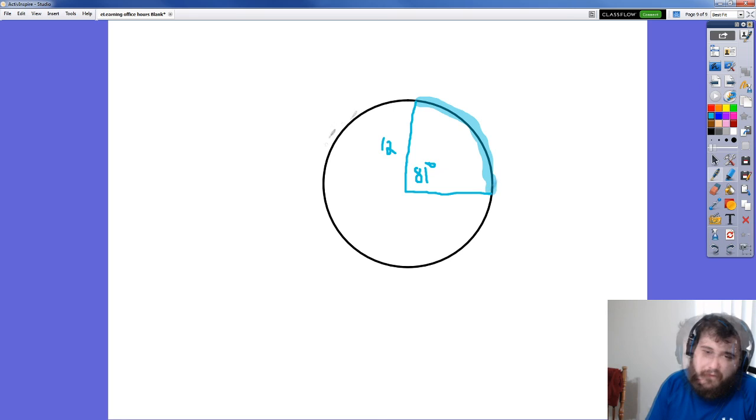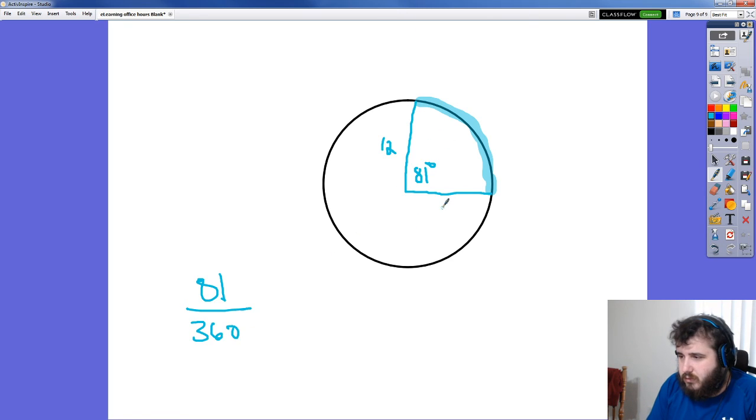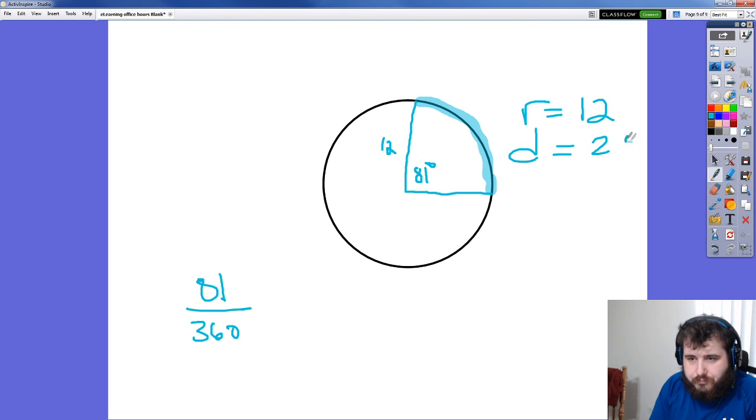The whole point is that instead of having all 360 degrees worth, we just have 81 degrees worth. It's basically like a fraction. So it's 81 degrees out of 360 of pi d. The radius here is 12, so the diameter is 24. And here's the whole circumference if it was the whole thing.